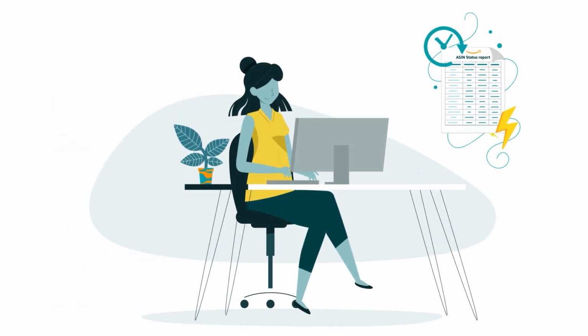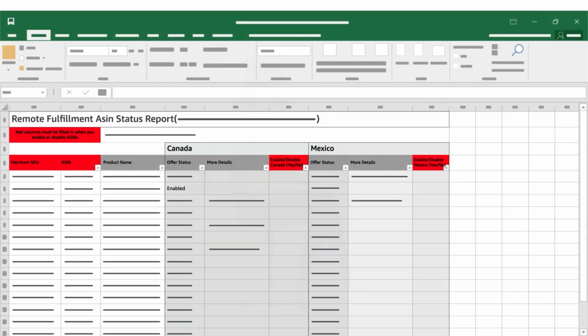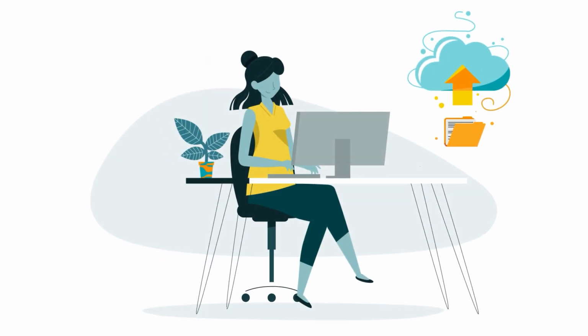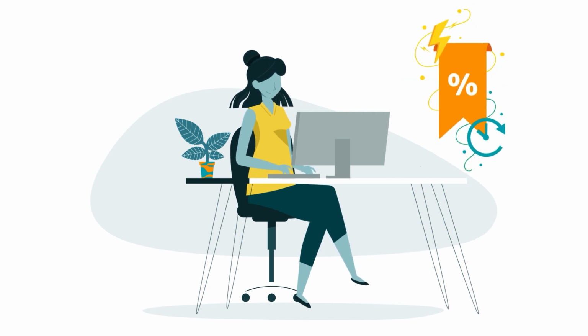In the future, if you want to reactivate those ASINs, simply download the latest report again and type in Yes in the Enable/Disable column under the intended marketplaces. Upload your saved report and your offers will be reactivated or re-enrolled within 24 hours.